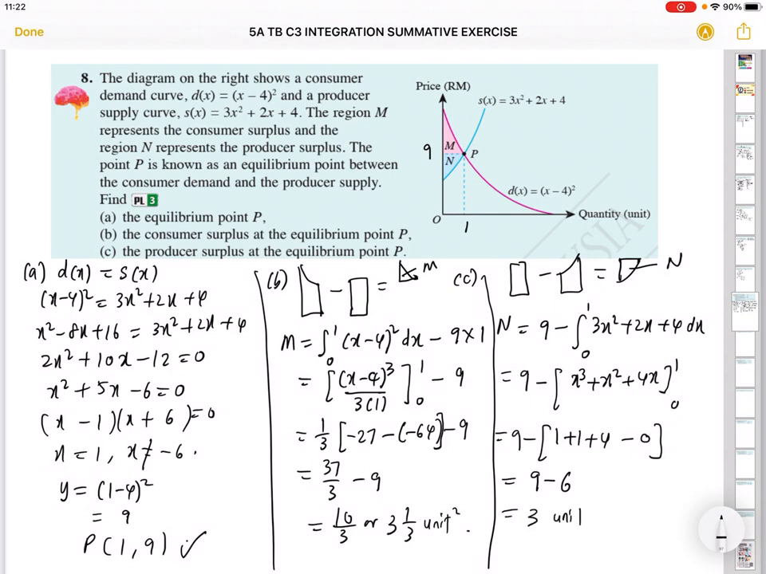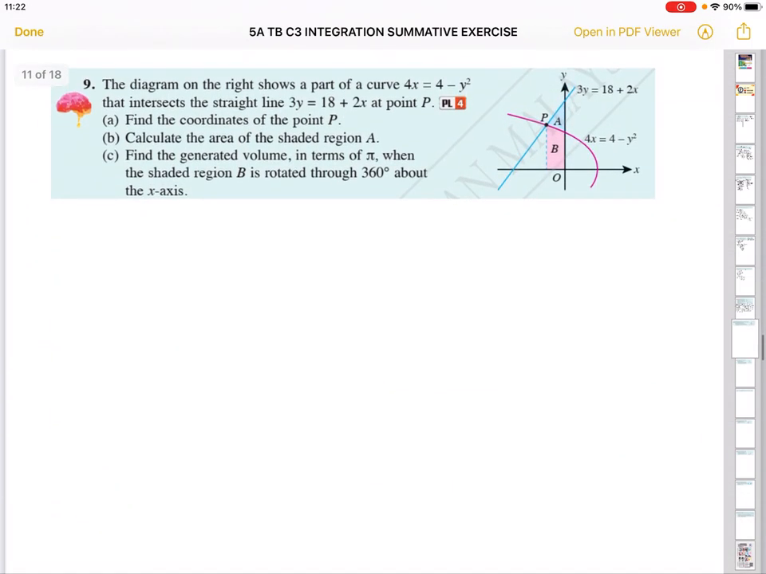Alright, moving on to number 9. First you have to solve the simultaneous equations to find the coordinate point P. Maybe I make one of them the subject. I have 4x, this is part A, equals 4 minus y squared. Leave it as equation 1. The second equation is 3y equals 18 plus 2x.